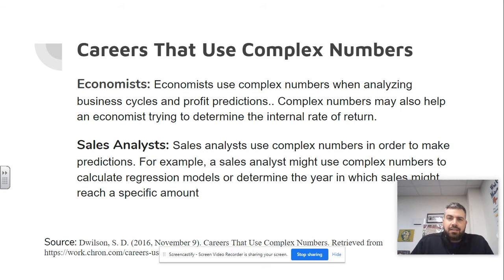Next, sales analysts. A lot of students want to go into business where I teach. They go into business and they look at different things. Sales analysts use complex numbers when they make predictions as well, a lot of times profit predictions or something like that, right? A lot of the time they'll take data and form some sort of regression model. When they're finding their regression models, they might have a solution that's complex. And so we're going to look at a problem that does that too.